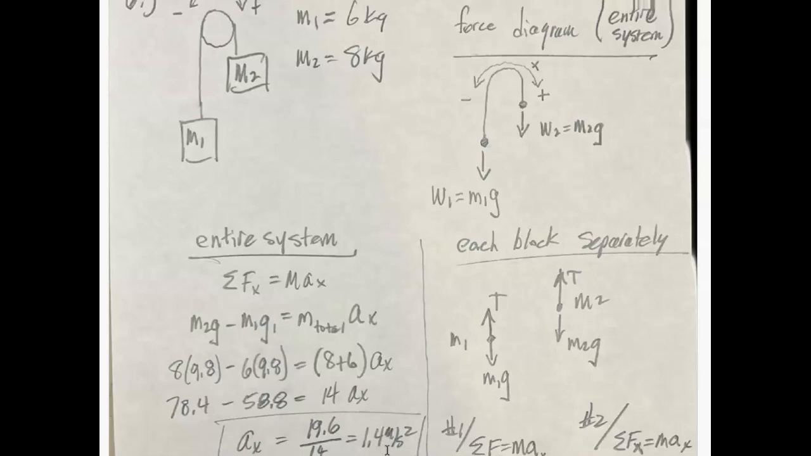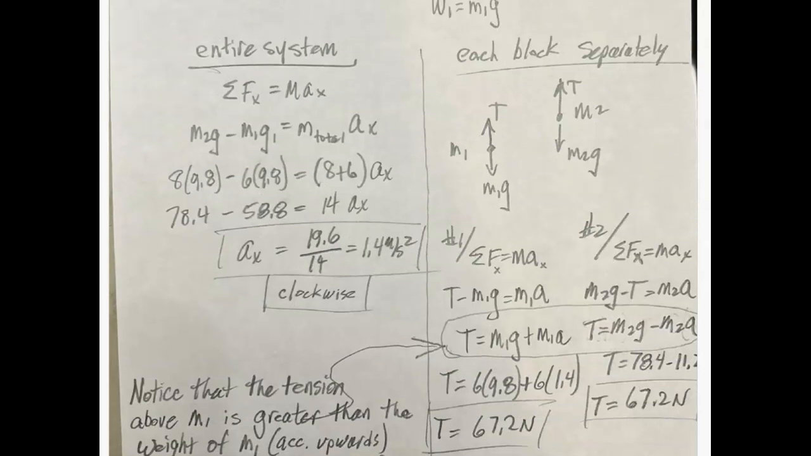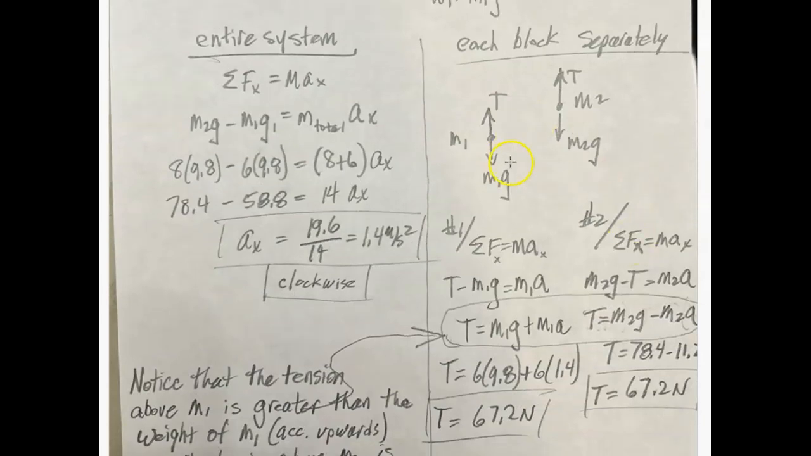What is the tension in the string? Now I can look at either block separately. So when I do that, here's my force diagram for block number 1. Here's my force diagram for block number 2. So for block number 1, tension is in the positive direction, the weight is in the negative direction, and that sum of forces on block number 1 accelerates number 1. And I have solved this equation for tension, and I'll tell you why here.